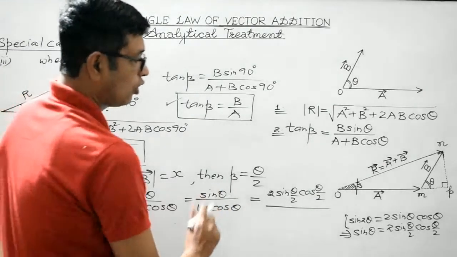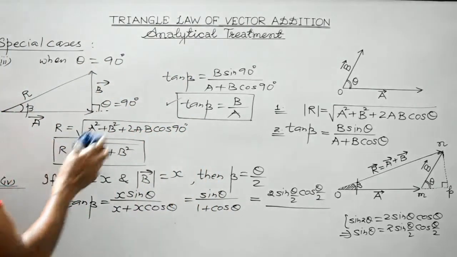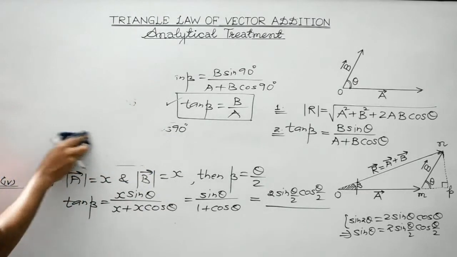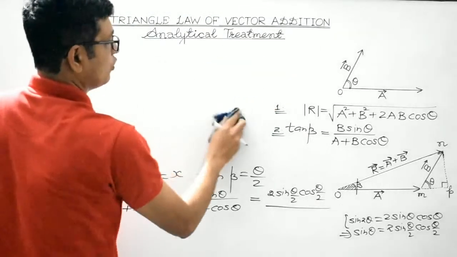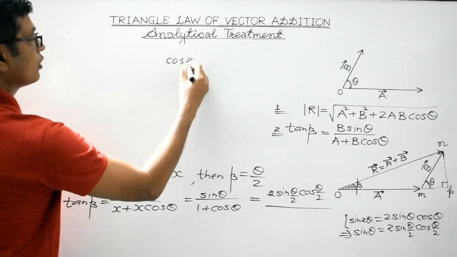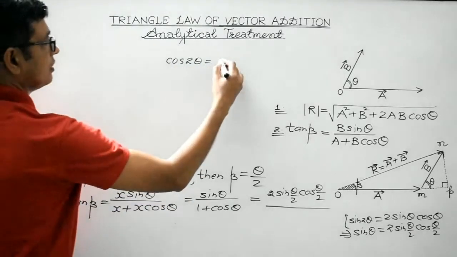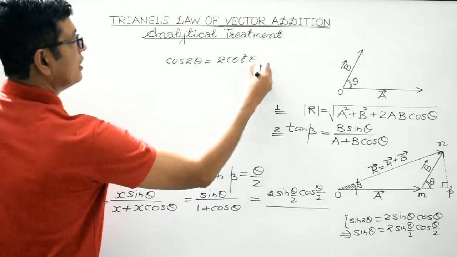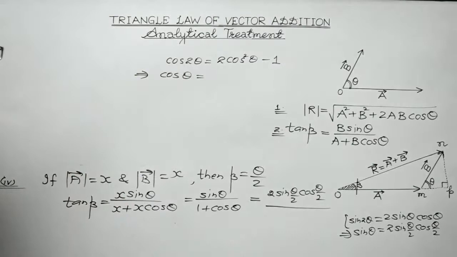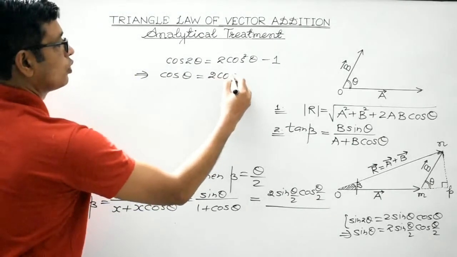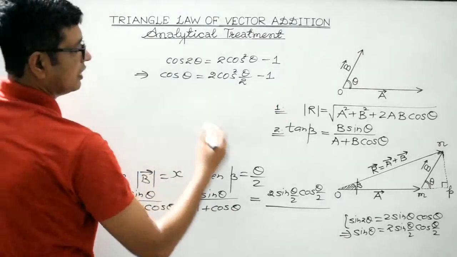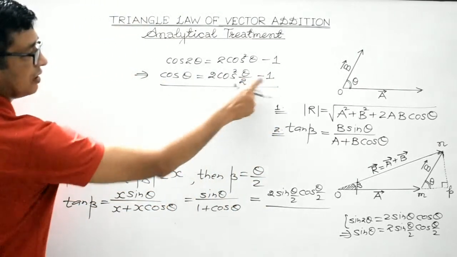Also students, cos theta, there is another formula over here. For cos theta, we can convert it in terms of sine. So what we do is, we are aware of this formula, cos 2 theta. It is 2 cos square theta minus 1, which implies that cos theta angle is made half. So it will be 2 cos square theta by 2 minus 1. So let's make use of cos theta formula over here.